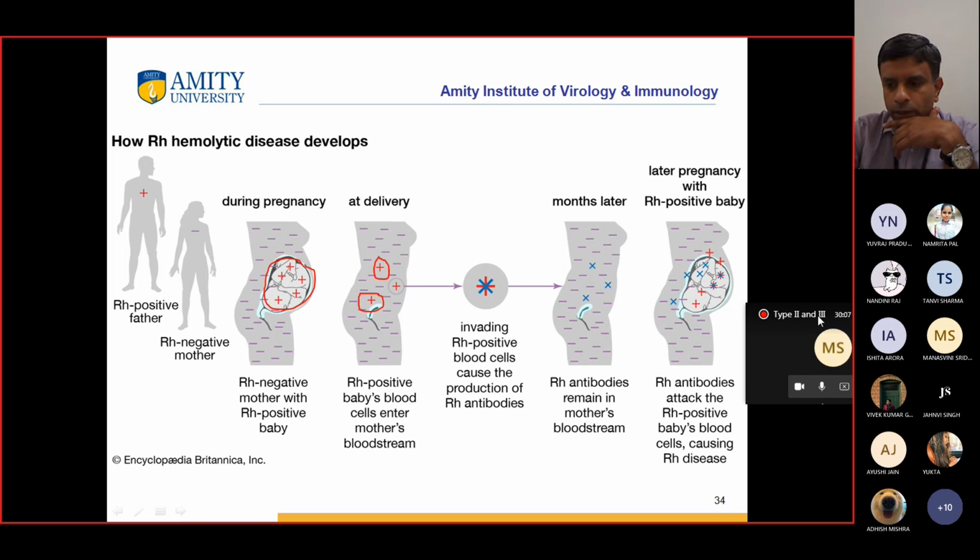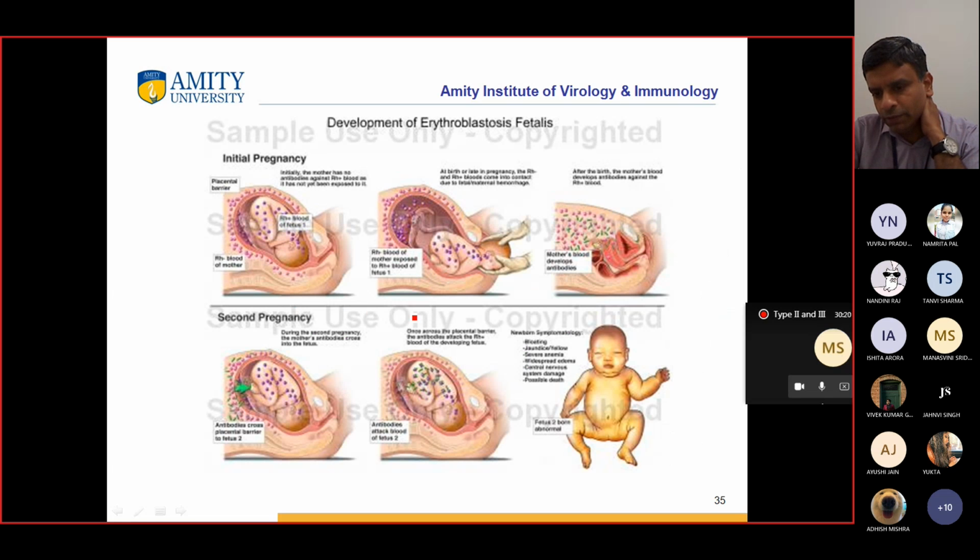So, Yuvraj, is it clear? Yes, sir. Okay. So it's the same thing, same diagram shown in a different way, right? But ultimately, because the mother's antibodies are destroying the fetal RBC, there can be jaundice, there will be anemia, and it can lead to death of the child, right?